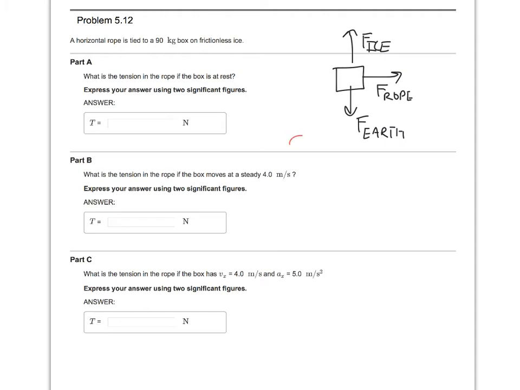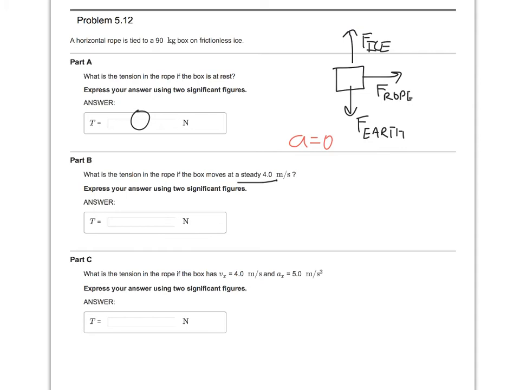So for our first situation, what is the tension in the rope if the box is at rest? Well, that means that our acceleration is 0. If our acceleration is 0, we don't want any force in the horizontal direction, because if we did have a force, we wouldn't have 0 acceleration. That unbalanced force would lead to an acceleration. So, what is the tension in the rope when the box is at rest? It's just 0 newtons.